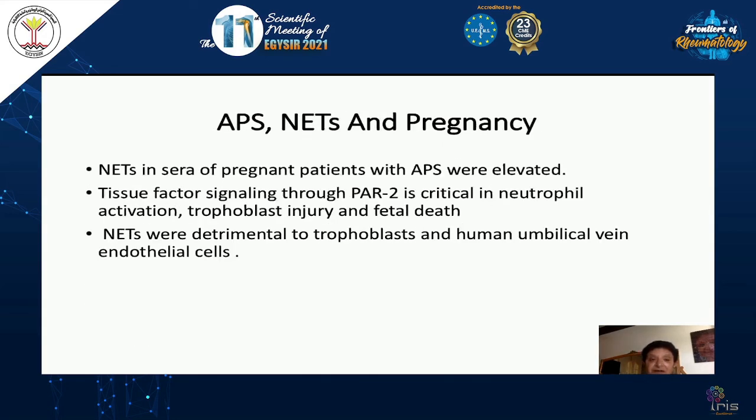How about pregnancy? NETs in the sera of pregnant patients with antiphospholipid syndrome were elevated. Tissue factor signaling through PAR2 is critical in neutrophil activation and trophoblast injury in fetal death. NETs are detrimental to trophoblasts and human umbilical vein endothelial cells. And so here is a link between attack by NETs, thrombosis, and pregnancy loss in antiphospholipid syndrome.